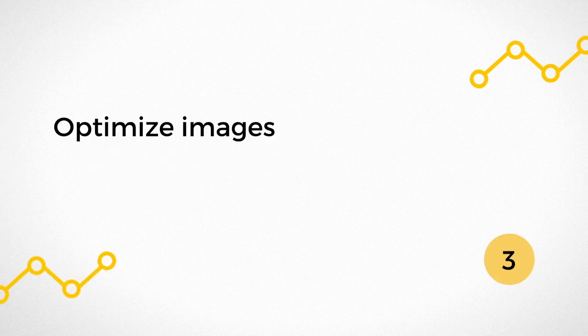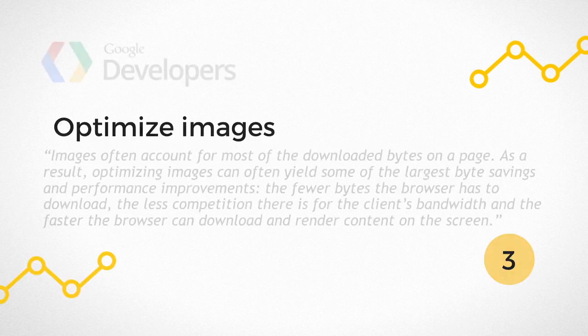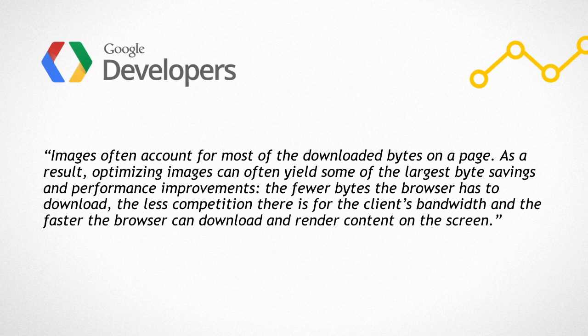Let's move on to optimizing images. Quoting from the PageSpeed Insights docs: Images often account for most of the downloaded bytes on a page. As a result, optimizing images can often yield some of the largest byte savings and performance improvements. The fewer bytes the browser has to download, the less competition there is for the client's bandwidth, and the faster the browser can download and render content on the screen.